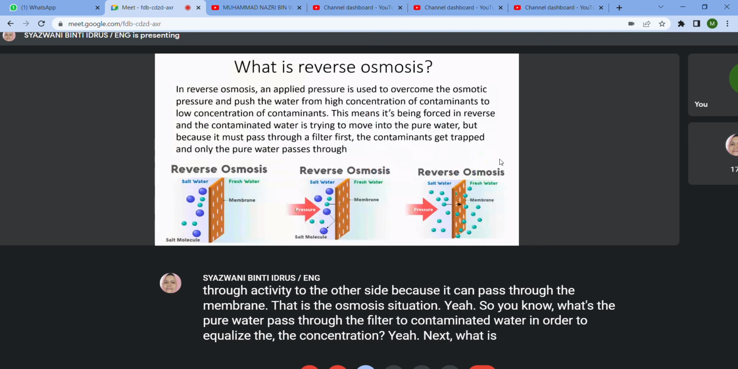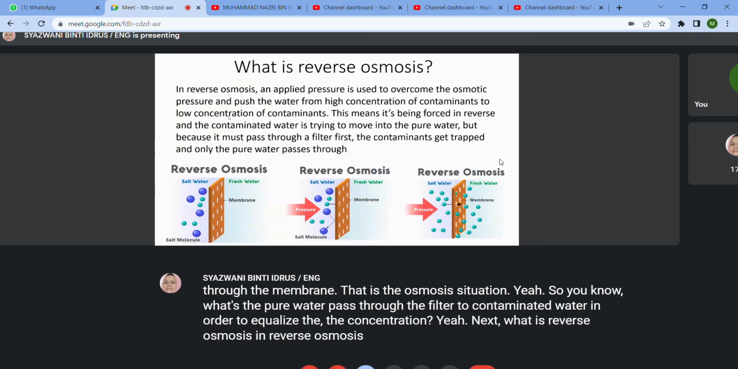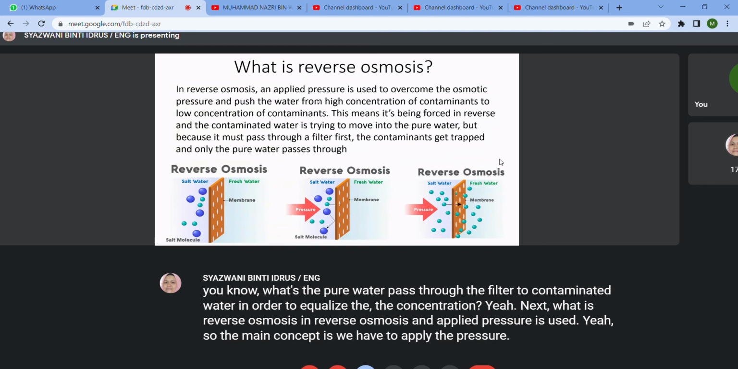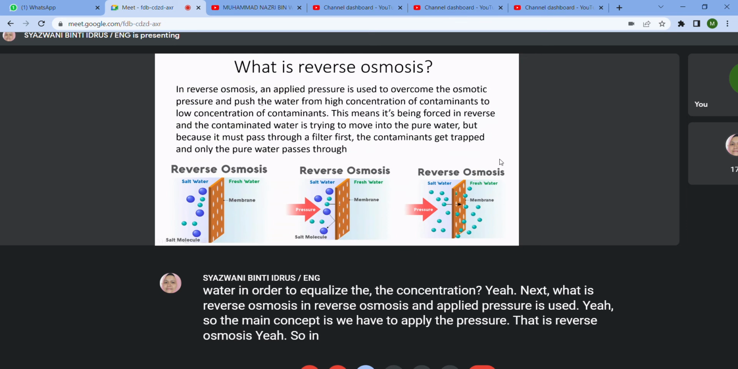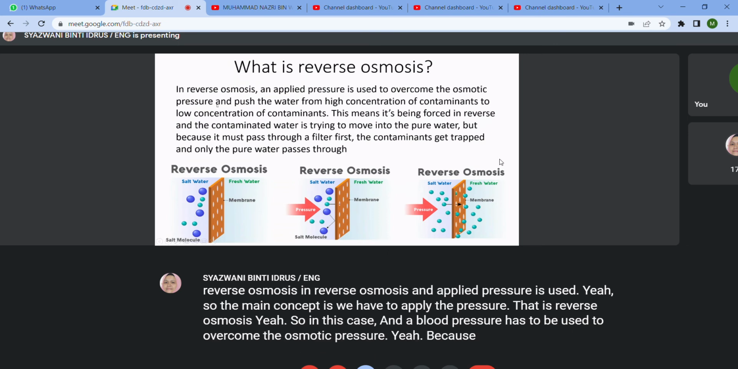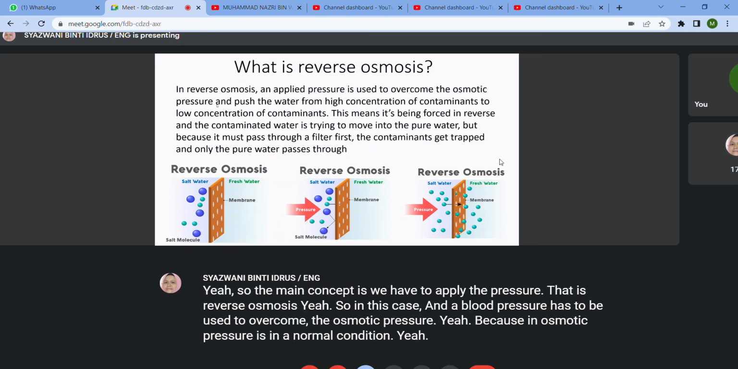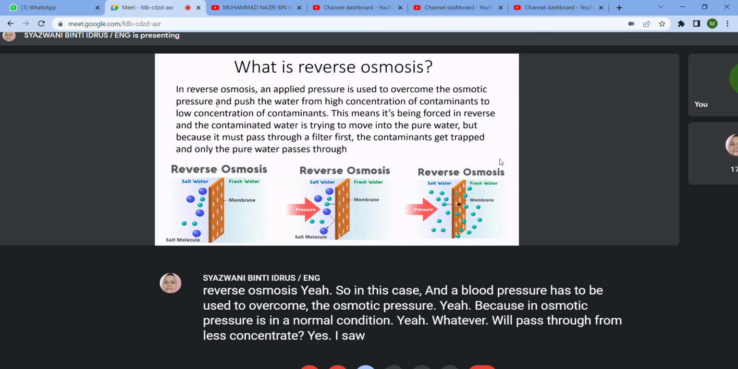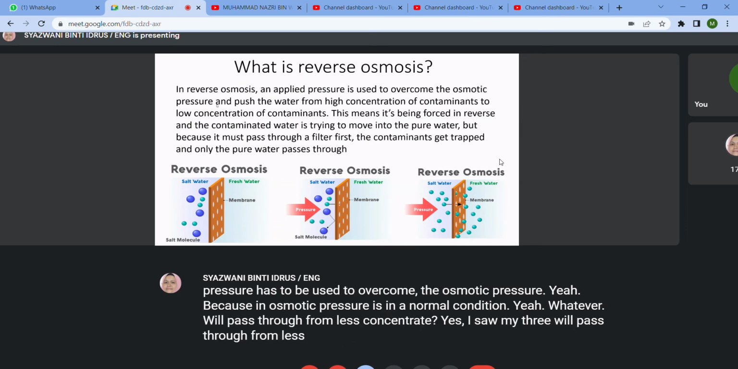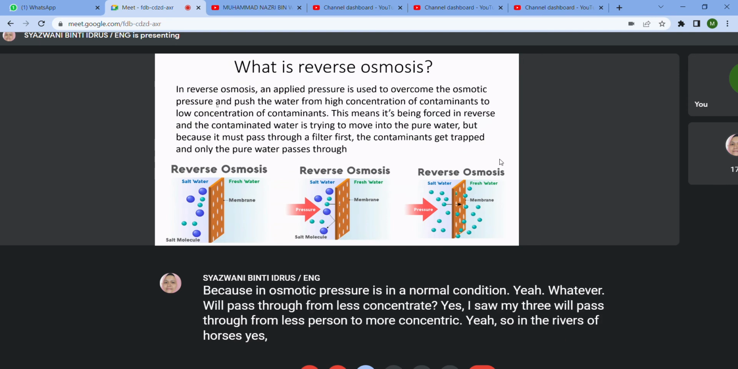Next, what is reverse osmosis? In reverse osmosis, an applied pressure is used. So the main concept is we have to apply pressure. In this case, an applied pressure has to be used to overcome the osmotic pressure, because in osmosis, under normal conditions, water will pass from less concentrated to more concentrated. In reverse osmosis, since we would like to work in a different way, a pressure is required.